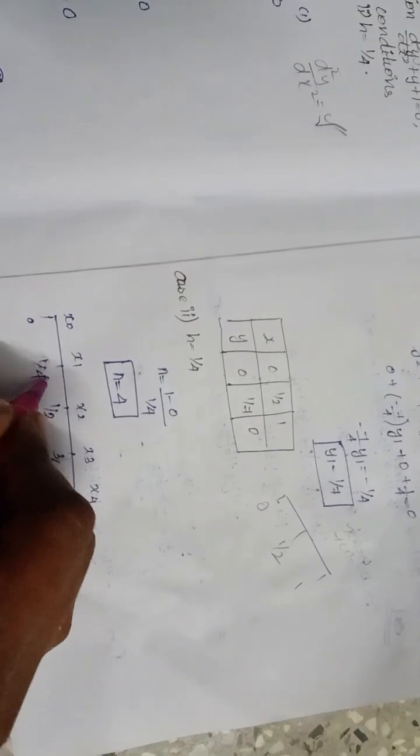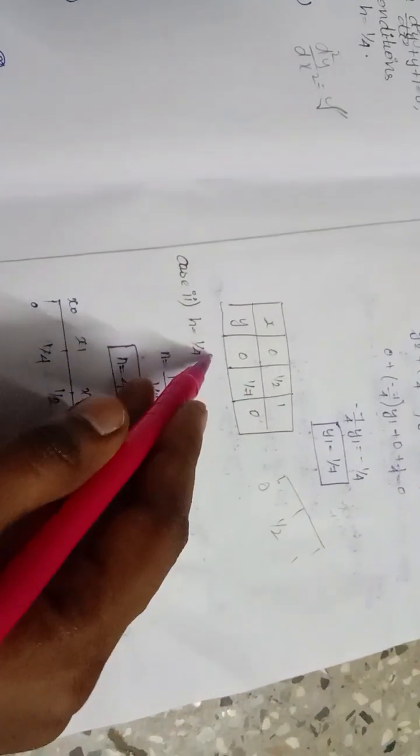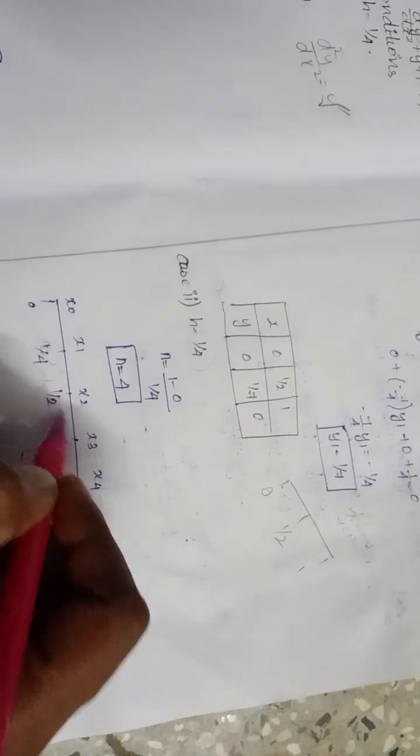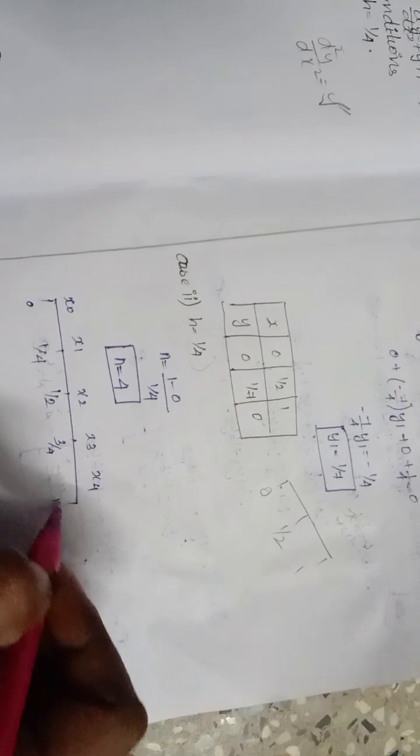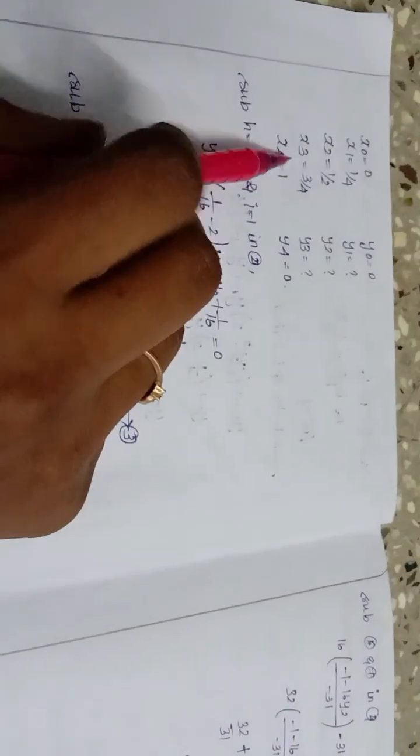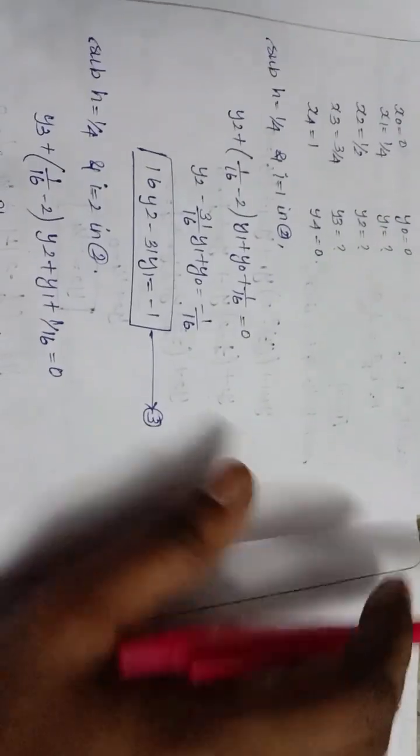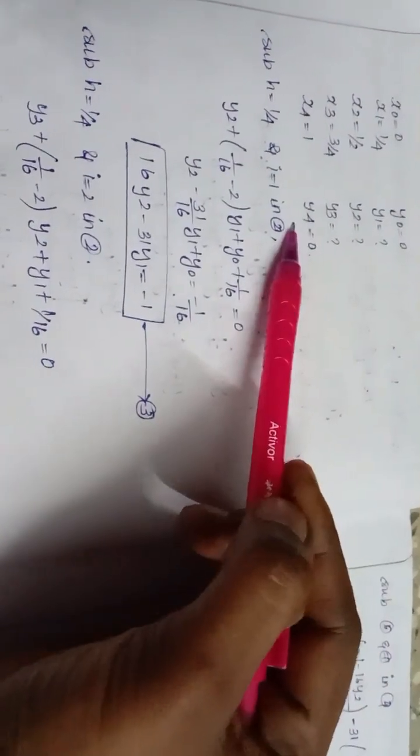It contains 4 intervals: x0, x1, x2, x3, x4, from 0 up to 1. Here the split values of h is 1 by 4, so 1 by 4, 1 by 4 plus 1 by 4 equals 1 by 2, plus 1 by 4 is 3 by 4, and 3 by 4 plus 1 by 4 equals 1. So we have to split these intervals. Here the x0, x1, x2, x3, x4 values are given, and we have to find the y values.